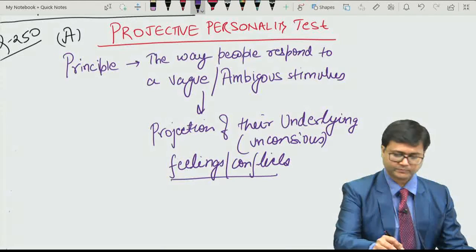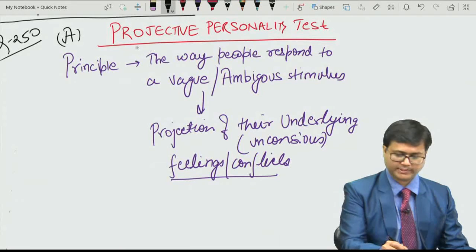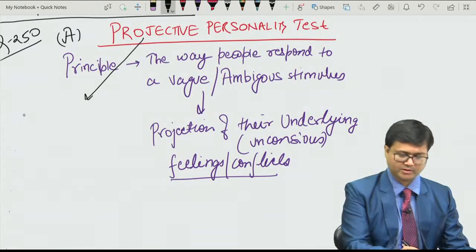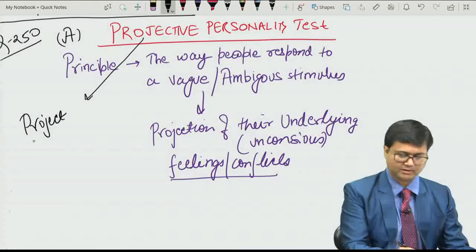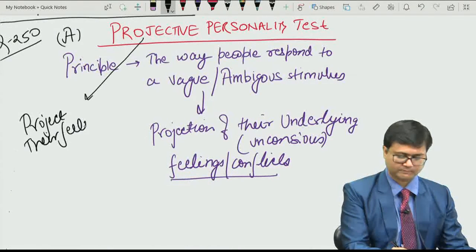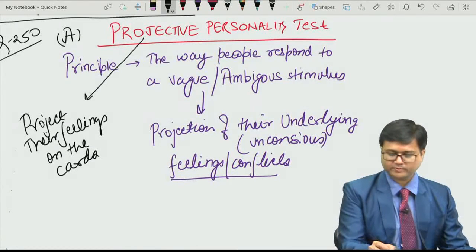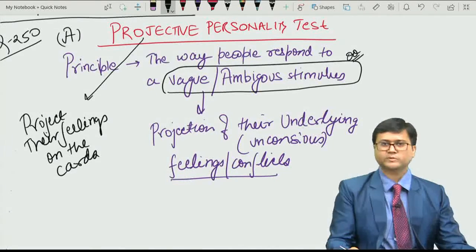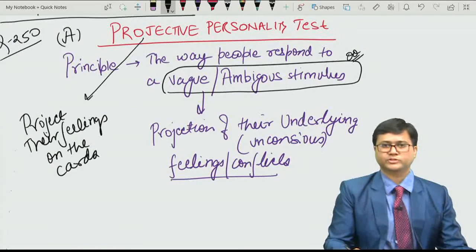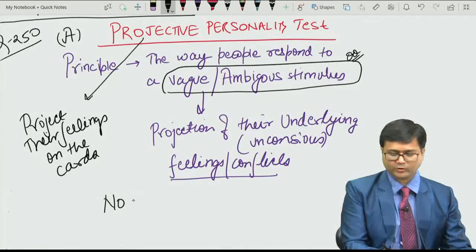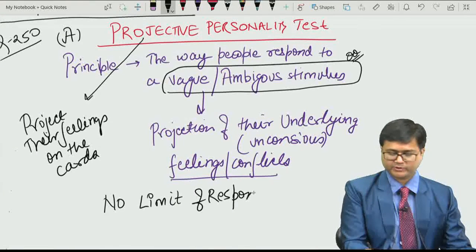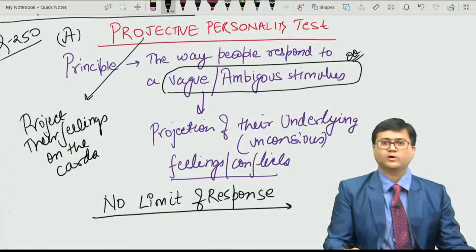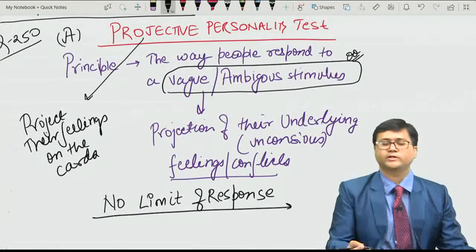That is, this means that the people project their feelings on the card. Important to remember, it is not a direct but a vague or an ambiguous stimulus which can have multiple responses. So there is no limit of response. A person can have n number of responses to that stimulus and different people can have different responses.